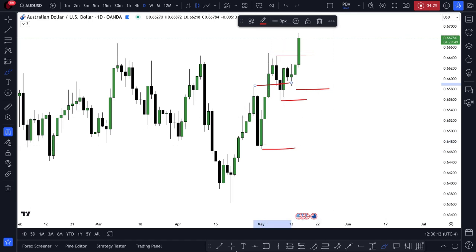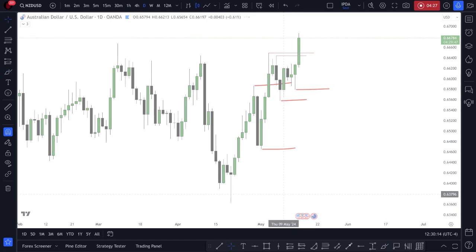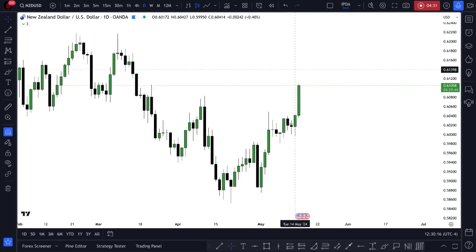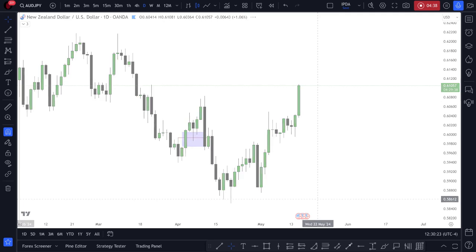Move on to the next pair. We got NU. NU, same thing. We said it's going to keep printing higher swing lows, higher swing highs. What else we have? These are yen crosses.